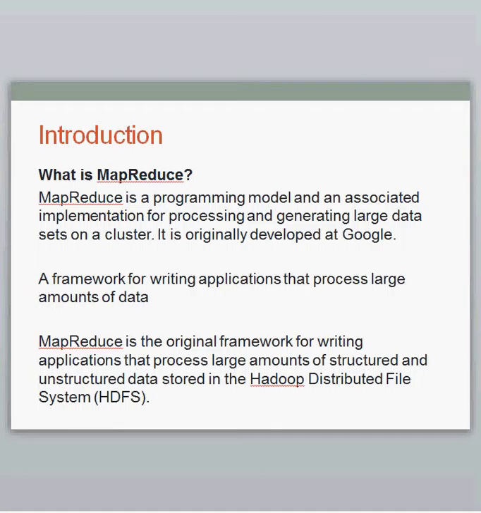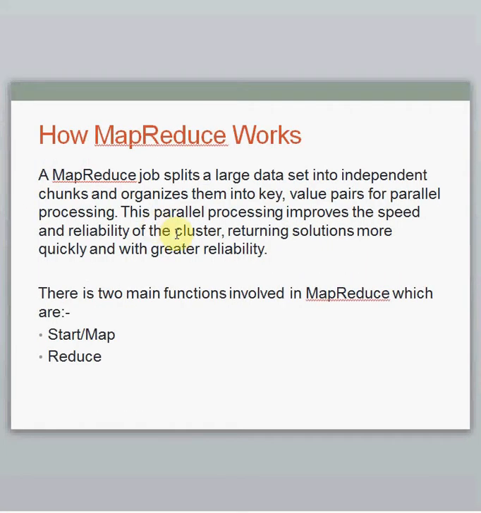Now, the question is, how does MapReduce work? A MapReduce job splits a large data set into independent chunks and organizes them into key value pairs for parallel processing. This parallel processing improves the speed and reliability of the cluster, returning solutions more quickly and with greater reliability.